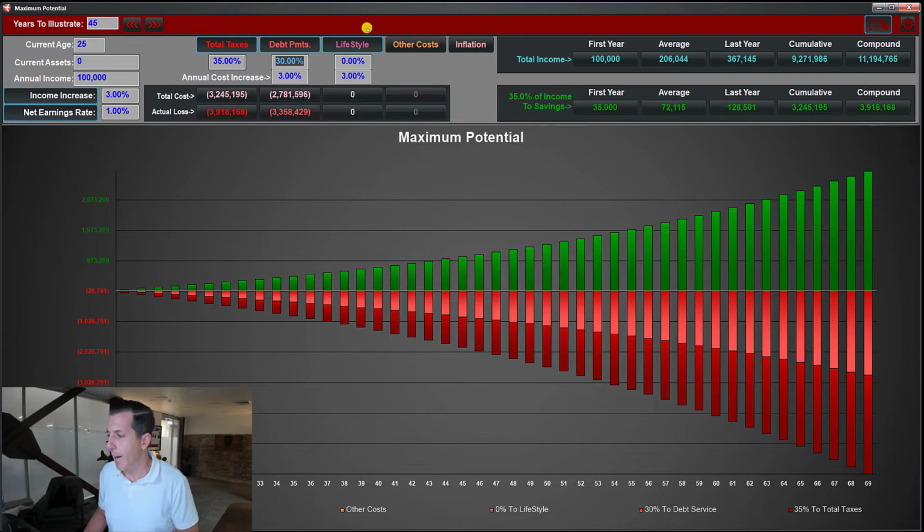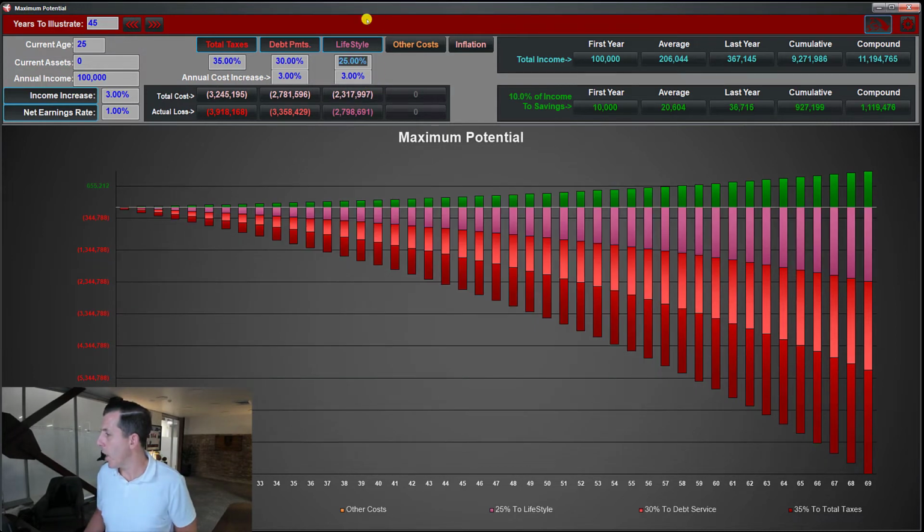Now you go to lifestyle. So in lifestyle is the money that you can spend. We're going to put 25% in there. So now we see that our wealth is whittled by about $10 million because of these three factors, which ends up giving a 10% savings rate. 10% earning 1% over the course of 45 years ends up being that $1.1 million. So this is how it plays out in this scenario.